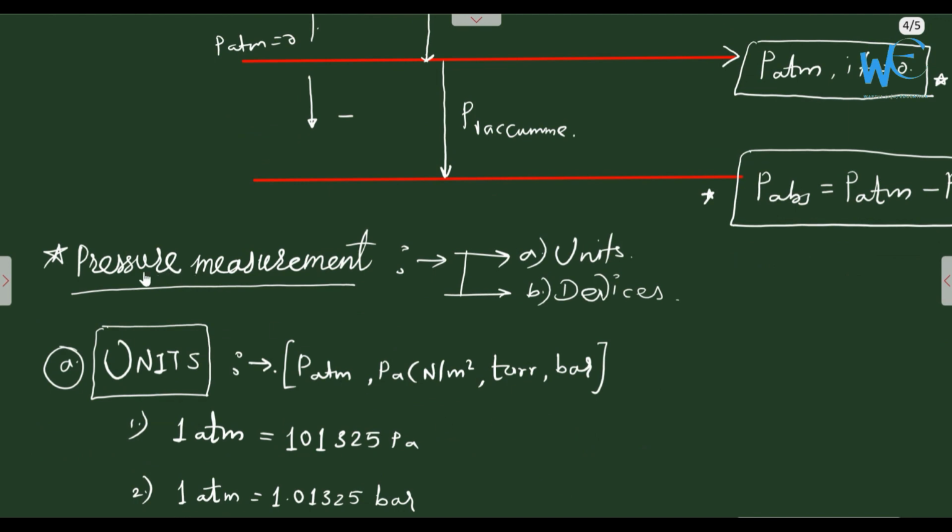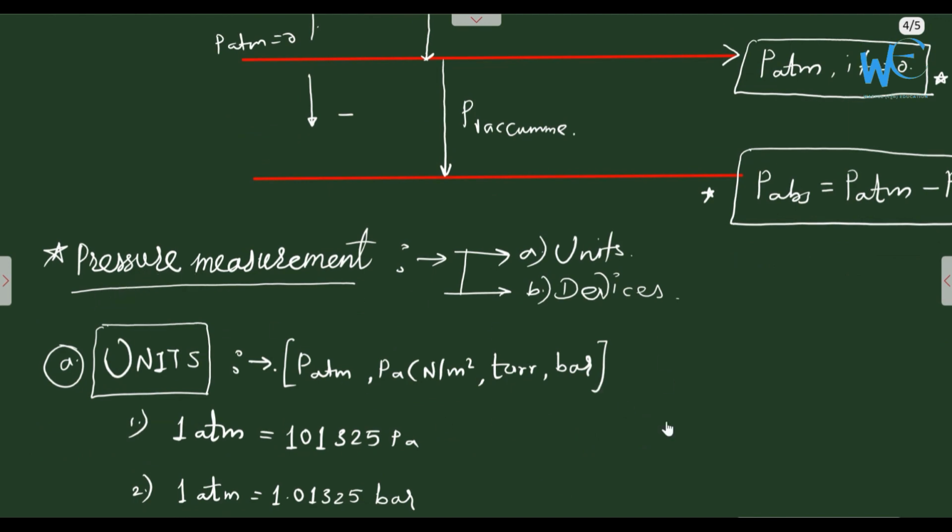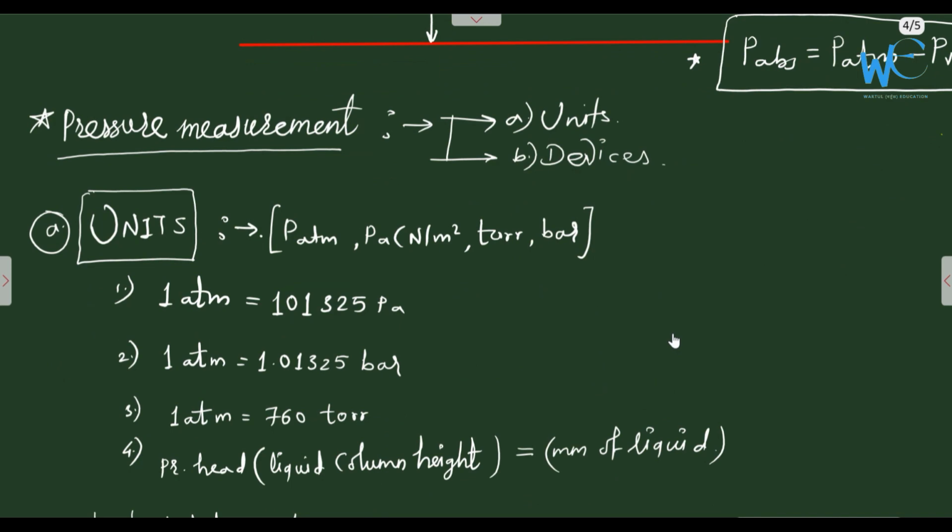So now we have to study pressure measurement. Before heading towards pressure measurement, let me tell you all, pressure measurement is one of the easiest. I have divided it further into two parts. First one is A, units, and second one is devices, obviously. So what are the units regarding pressure? Obviously, one is P atmosphere or atmospheric pressure, then Pascal or Newton per meter square, then torr and bar.